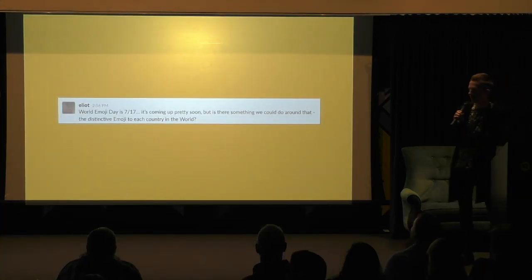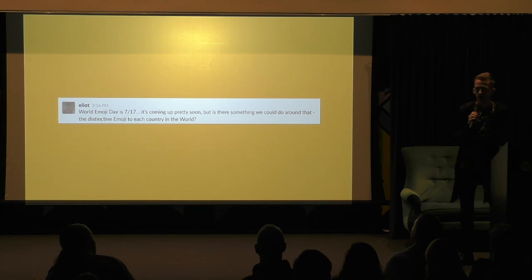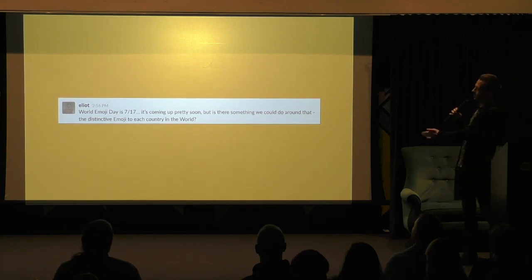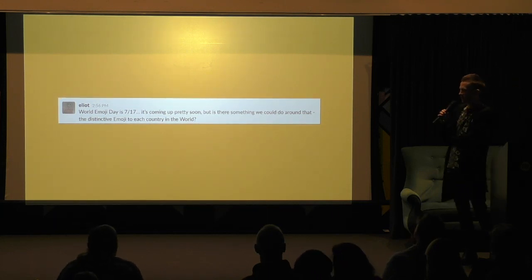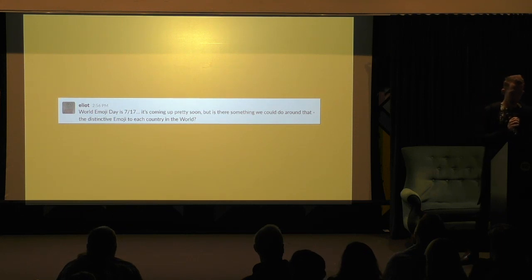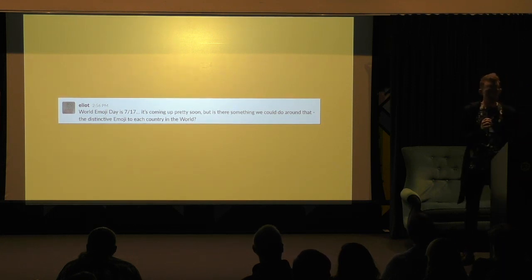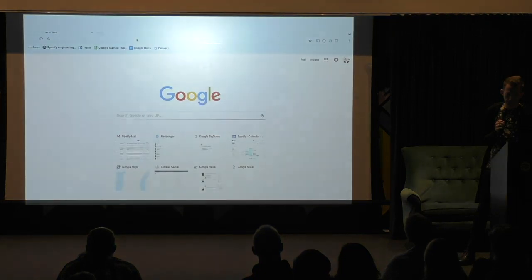And so I'm going to show off a bit of how I did that by demonstrating this other real-world message that I got on Slack that says, hey, World Emoji Day is July 17th. This was a while ago. It's coming up pretty soon, but is there something we can do about that? How about the distinctive emoji to each country in the world? And so, of course, that's very easy to do, and I will demonstrate all of that.